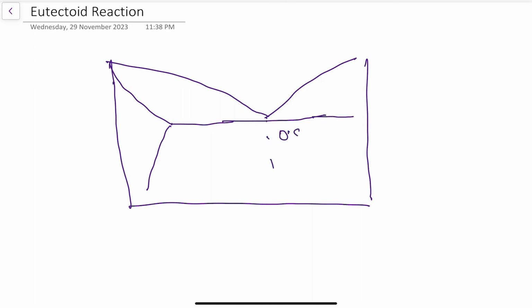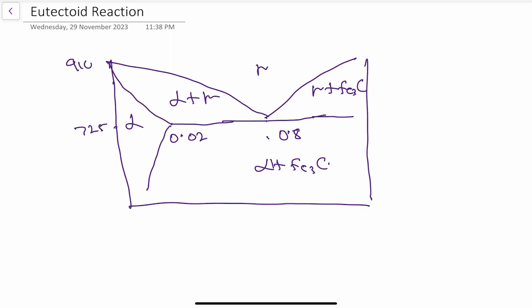So this is at 0.8 percentage and this is at 0.02 percentage. This is alpha, this is alpha plus gamma, and here you have gamma. You have gamma plus Fe3C, and here you have alpha plus Fe3C, right? This is 725 degrees Celsius, and this is 910 degrees Celsius.